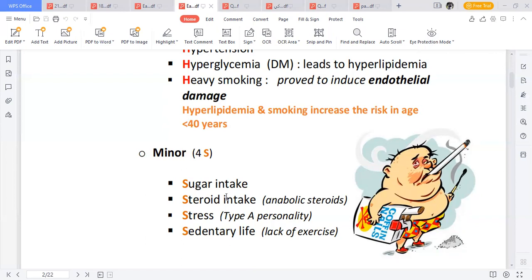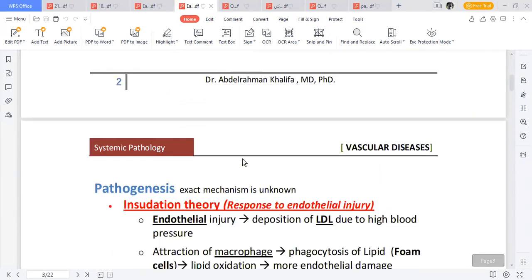And then the non-modifiable, the ones that you cannot control. You cannot control familial history, sex, for as long as you are male, you're predisposed, and third, the age. Always remember that you'll be asked that.